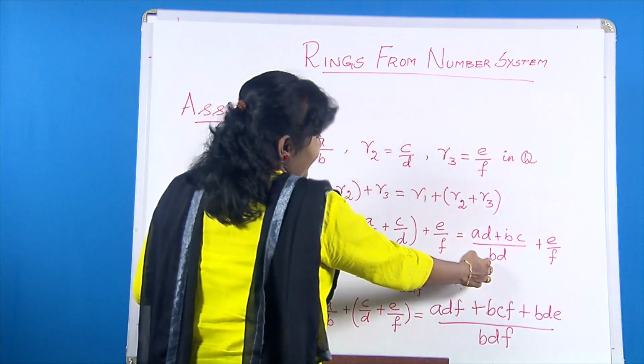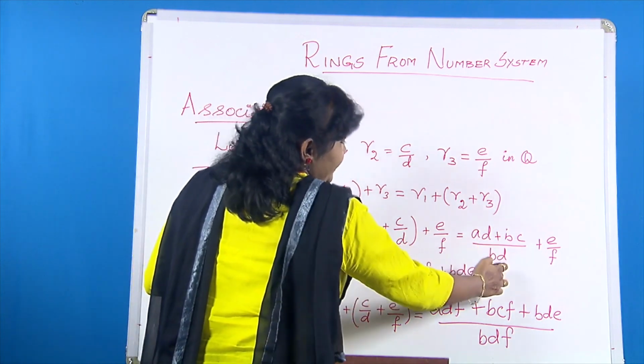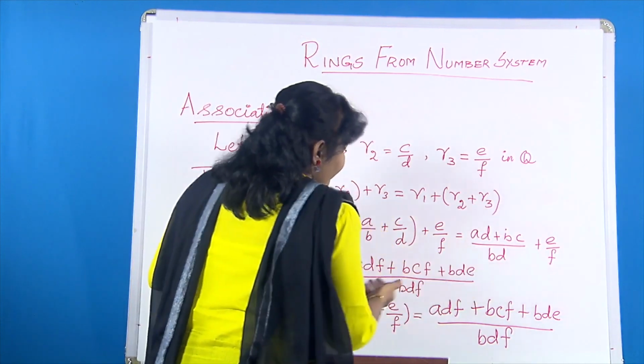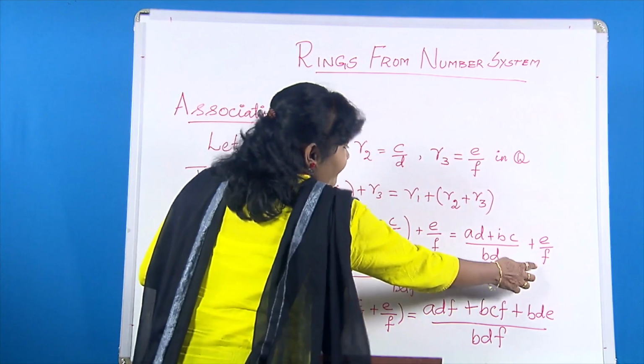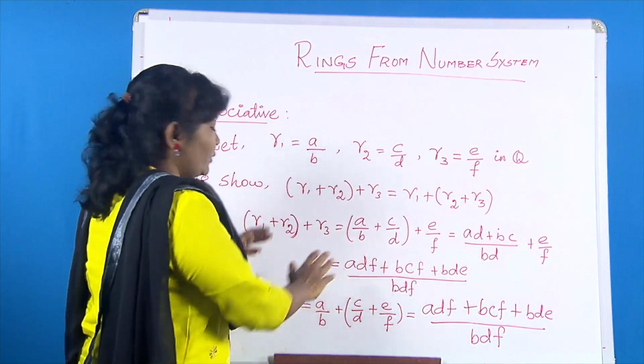So, here we will take bd as the common factor. So, (ad plus bc)/bd plus e/f. Here again we will take bdf as the common factor. So, it is equal to (adf plus bcf plus bde)/bdf. So, this is the one equation.